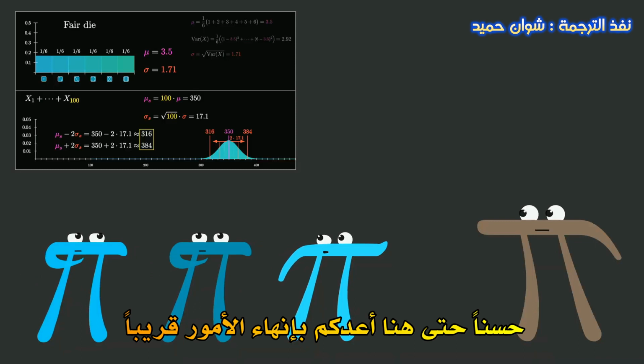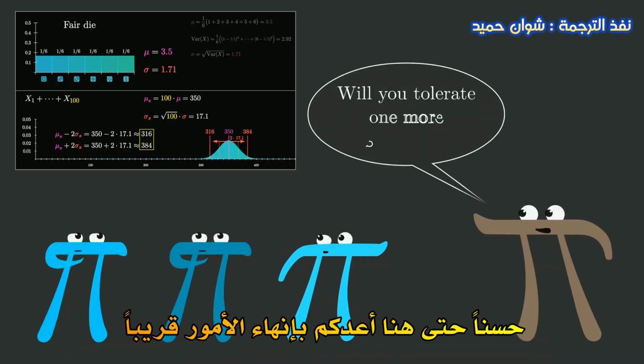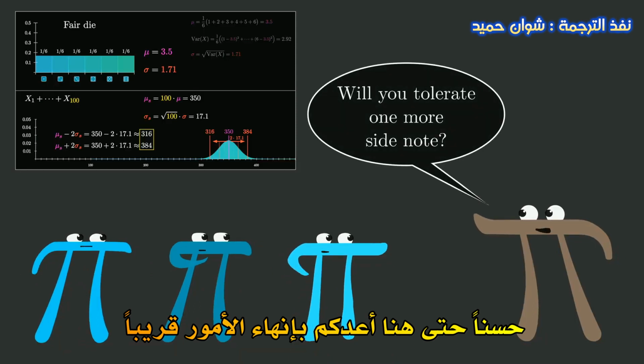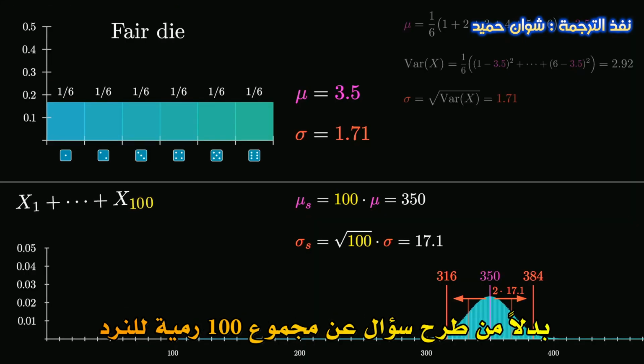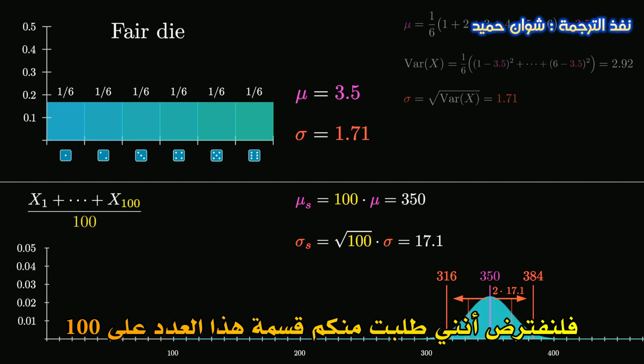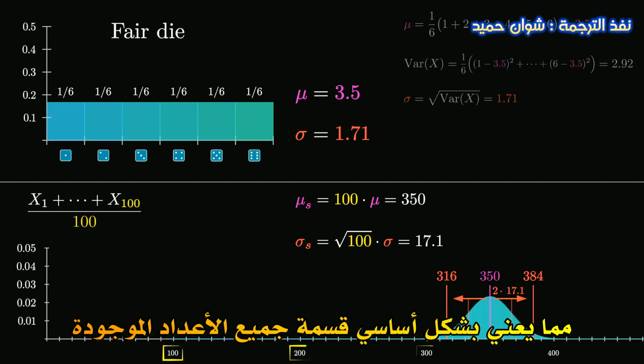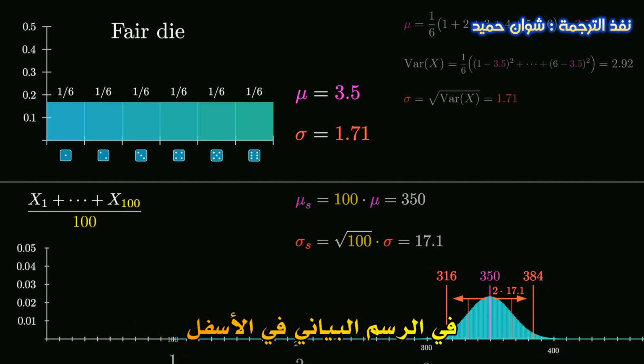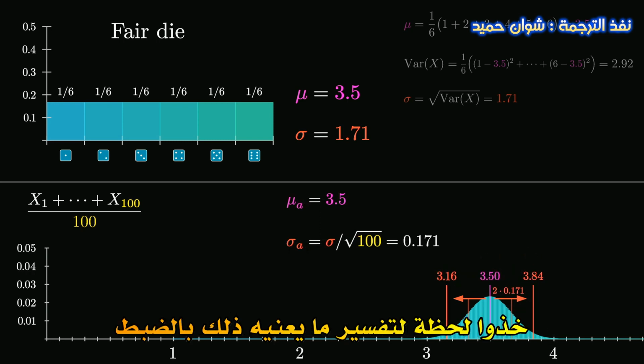Okay, I promised to wrap things up shortly, but while we're on this example, there's one more question that's worth your time to ponder. Instead of just asking about the sum of 100 die rolls, let's say I had you divide that number by 100, which basically means all the numbers in our diagram in the bottom get divided by 100. Take a moment to interpret what this all would be saying then.